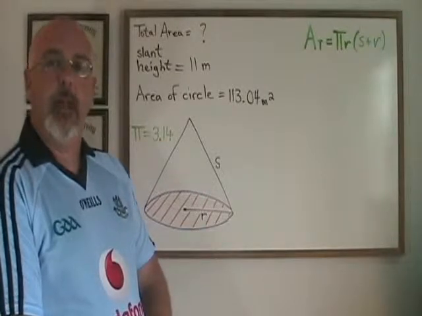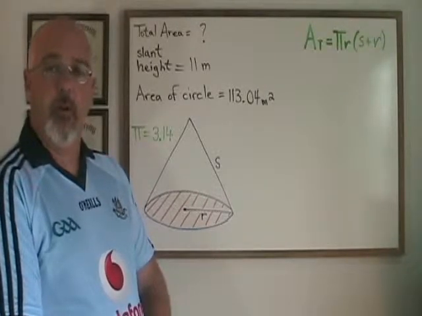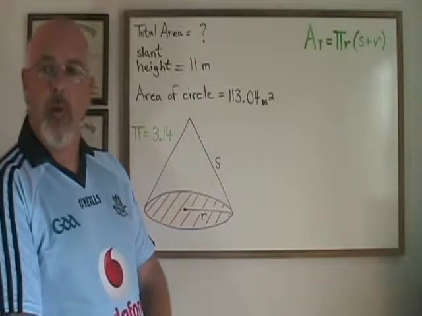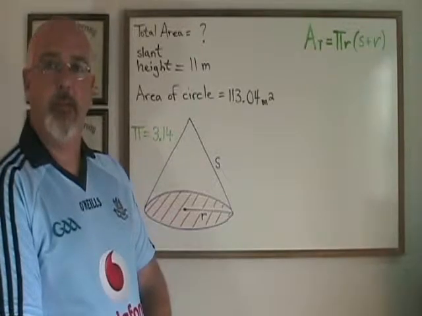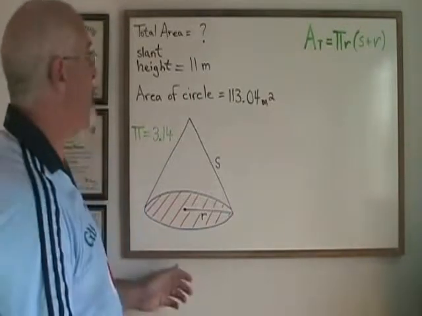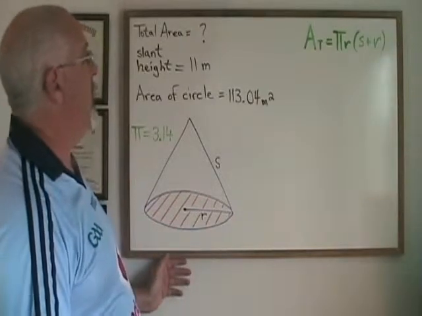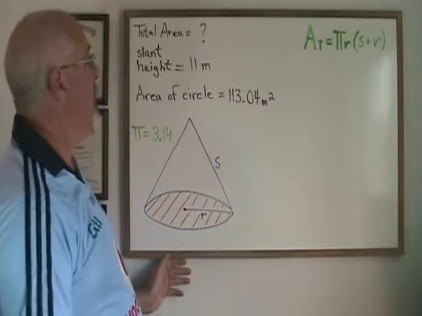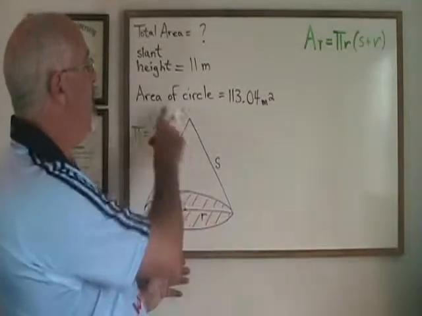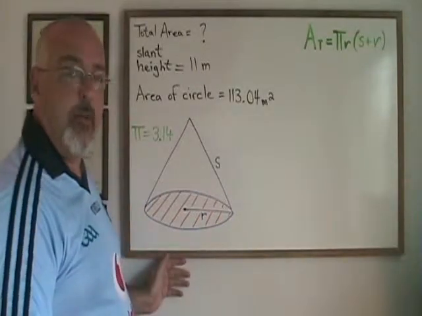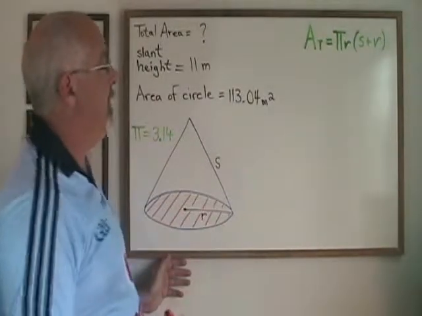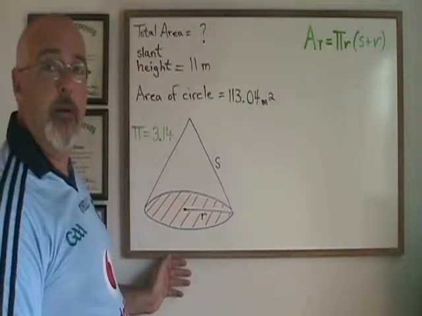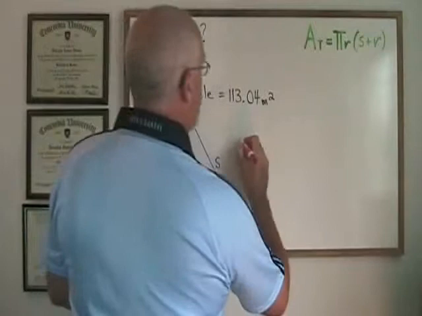In what ways can a question that involves the total area of a cone formula be made a little bit more tricky and have some extra steps? Here's one of them. In this situation, we are given the slant height and asked for the total area, but we are not given the radius. Instead, we are given the area of the circle that is at one end of the cone, and that area is 113.04 meters squared.